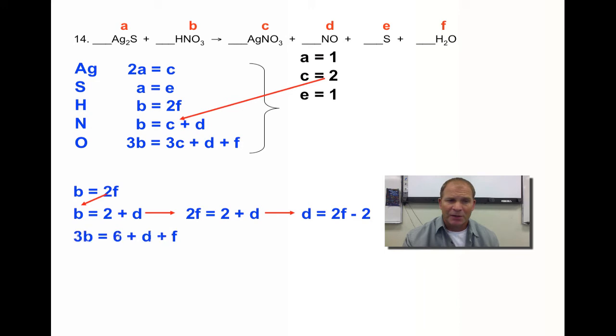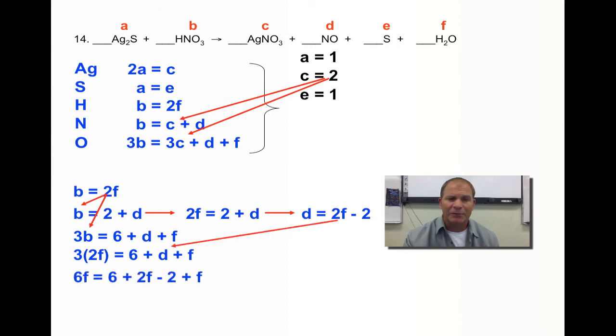If I isolate D, subtract 2 from both sides, I know that D is the same as 2F minus 2. So now as I go back and bring in my third equation for oxygen, I have 3B equals 3C, C equals 2, so it's 6, plus D plus F. Well, I know that my B is replaced by 2F, so I have 3 times 2F equals 6 plus D. Now what's D? D was the same as 2F minus 2. So I end up having 6F equals 6 plus 2F minus 2 plus F.